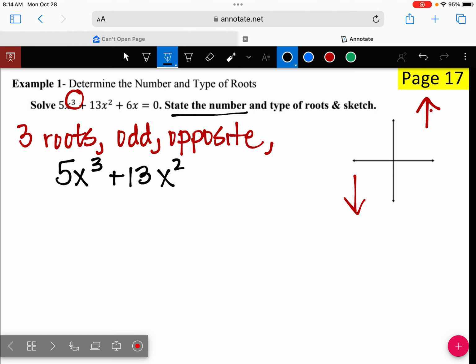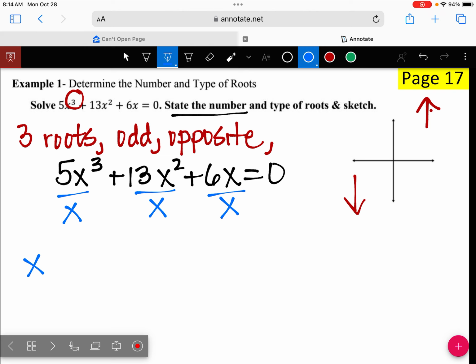So we're looking for 3 solutions and we're going to factor it. Step number 1, look for your greatest common factor. What can I take out of all 3? What's my GCF? X. So that's my first factor. And when I do that, I'm left with 5x squared plus 13x plus 6.